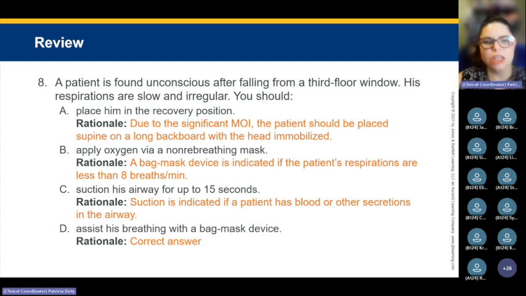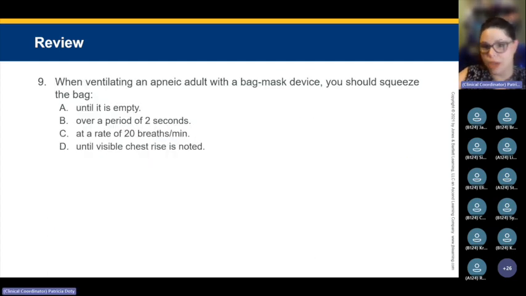We're not going to suction unless there's blood or other secretions in the airway. We weren't told that there was blood or secretions in the airway, so we're not going to worry about that. And then, of course, your correct answer is the bag valve mask. Okay, very good. All right, 2 more to go, guys, then I'll let you go.